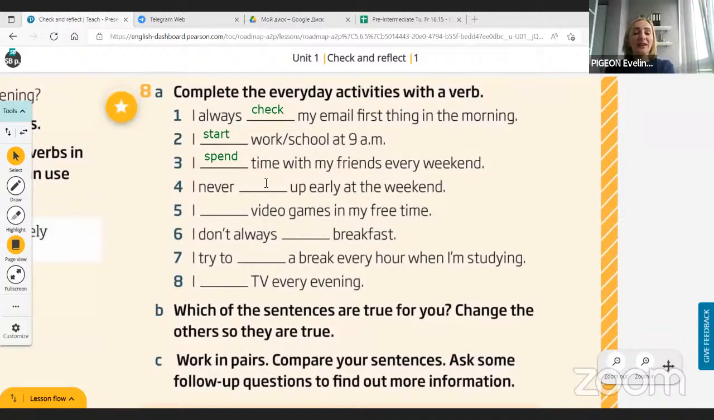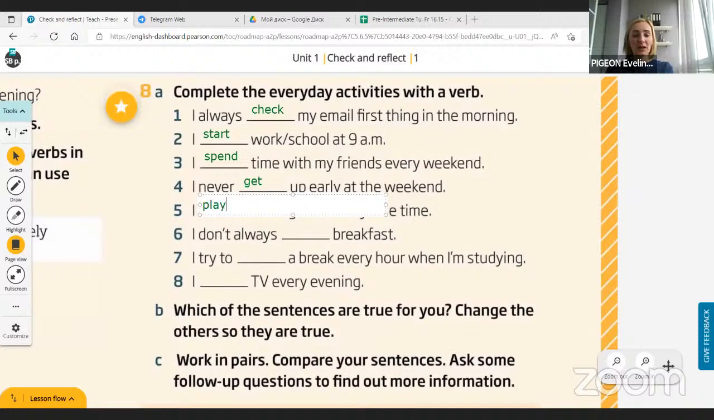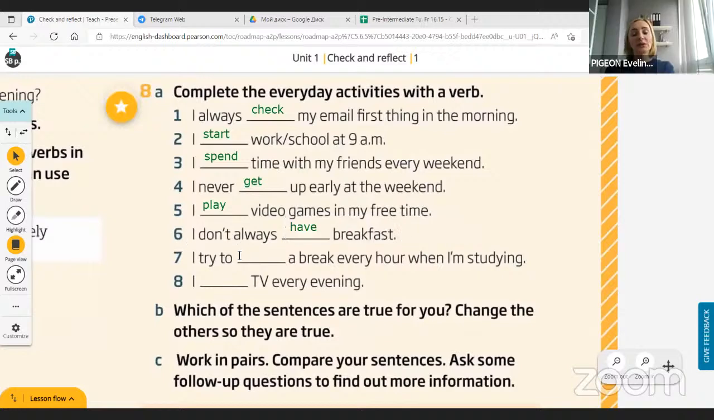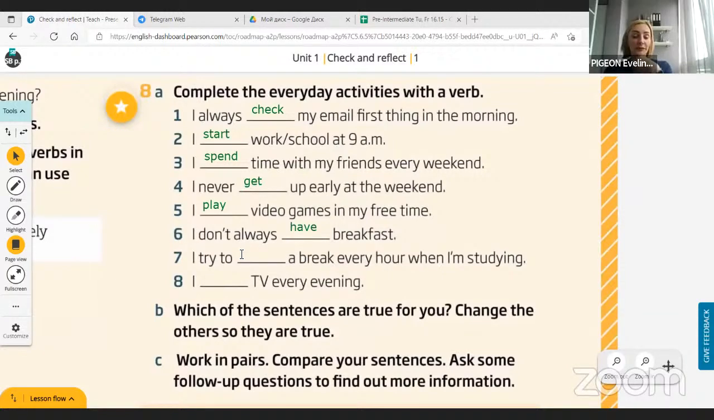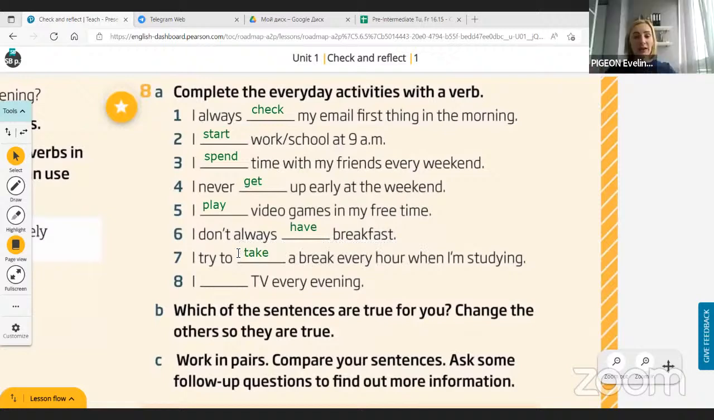I never get up early at the weekend. I play video games in my free time. I don't always have breakfast. Nice. I try to have a break. No. Have a break is more or less okay, but it's another verb which is better. Take a break, yeah? Take a break. I have to take a break every hour when I'm studying. I watch TV every evening.